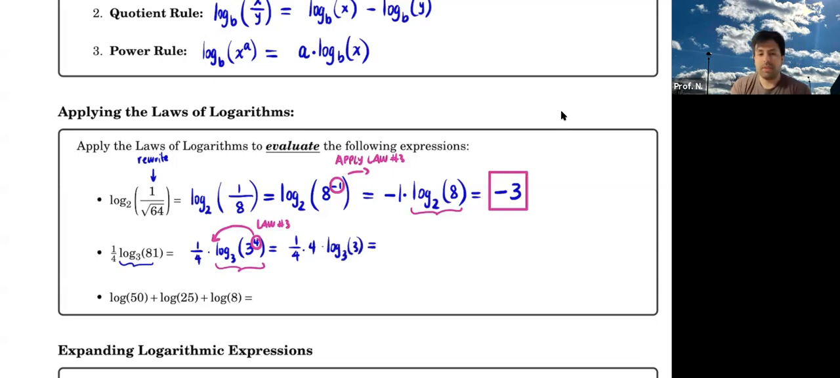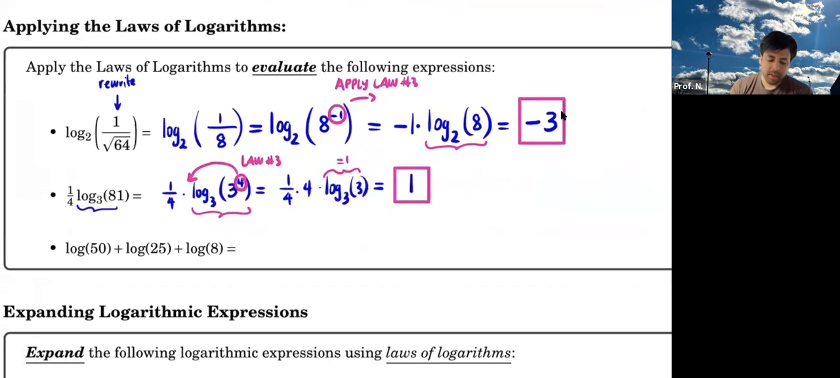But log base 3 of 3, log base 3 of the same number here, is just 1. This is just 1. And so we get 1, but then 1/4 times 4 is also 1. So at the end of the day, I get 1. Okay. Now look at the next, so that wasn't too bad here.